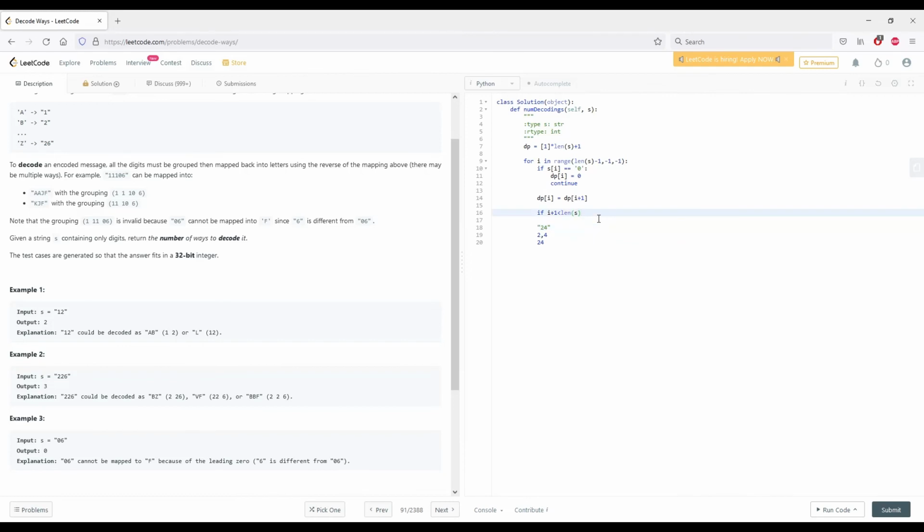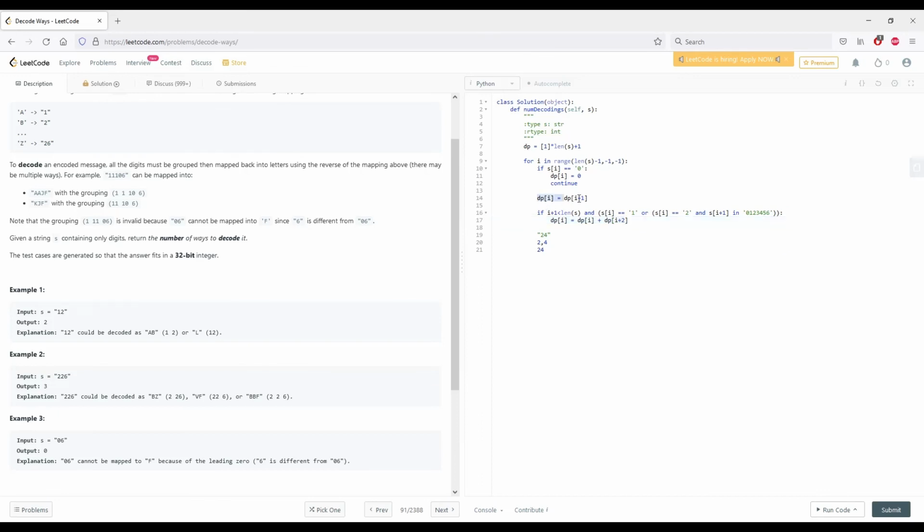So if i plus 1 is less than length s, and s at position i is equal to 1, or s at index i is equal to 2 and s at i plus 1 is in 0, 1, 2, 3, 4, 5, 6, okay, because greater than 26 is out of range of the alphabet. And what I want to do is dp of i is going to be equal to itself plus dp of i plus 2, okay?